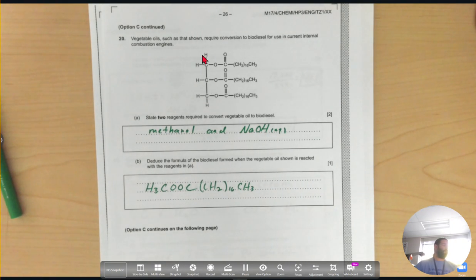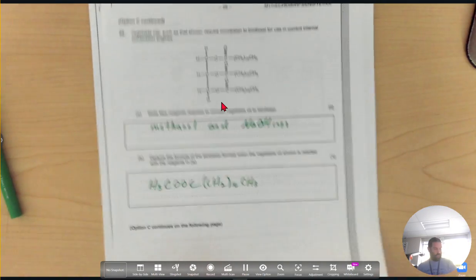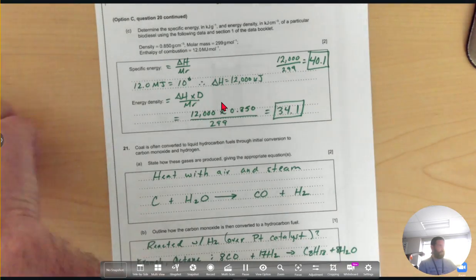The other product that would form: the OH groups from the base and from the alcohol will add to this 3-carbon chain to make glycerol, which would be CH2OH, CHOH, and CH2OH. All right, I'm going to move a little faster now because class is starting.